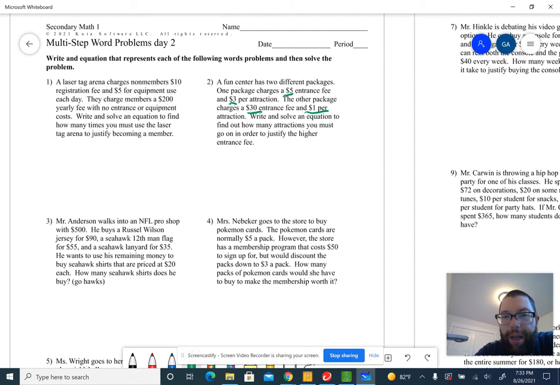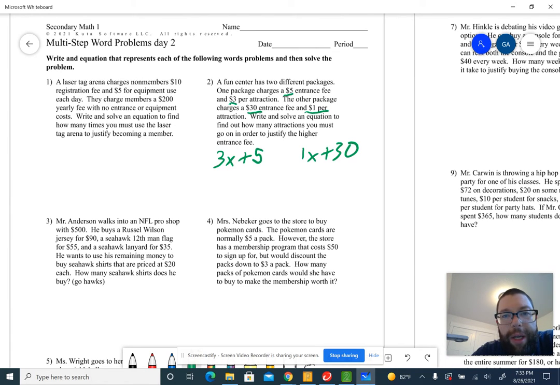So let's set this up. My unknown, I'm going to call it x. x is going to represent my number of attractions that I go on, or rides. With this first package, it's $3 per ride, so 3x. But I also have a $5 entrance fee, so plus 5. The other package is $1 per ride, so 1x, and then another $30 for entrance fee, so plus 30. These represent my cost of those two.